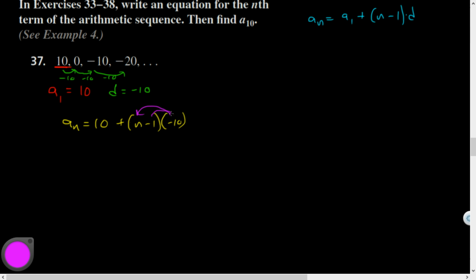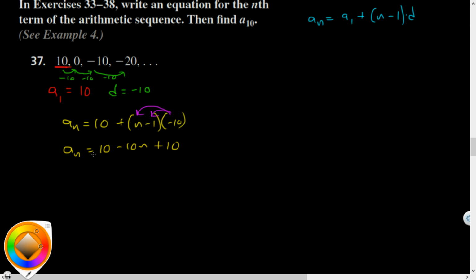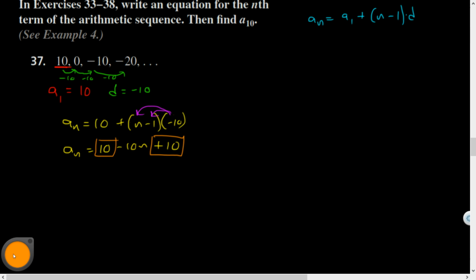So I'm going to look at this. I can actually distribute from right to left instead of just left to right. I don't know if you guys knew that trick. Negative 10 times n is minus 10n. And negative 10 times negative 1 is plus 10. And we can combine some like terms. And I will get a sub n is equal to, I'm going to write the variable term first, negative 10n. And 10 plus 10 is 20.